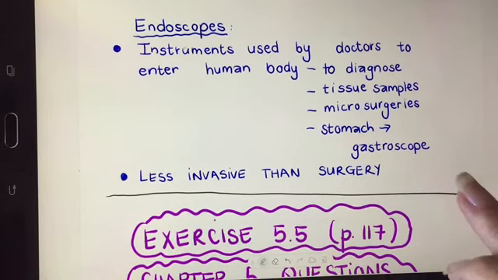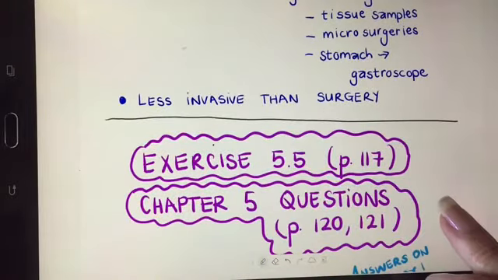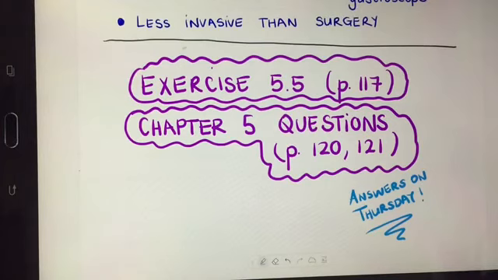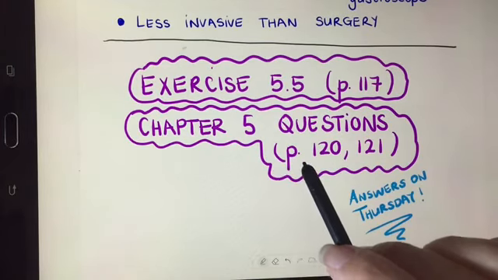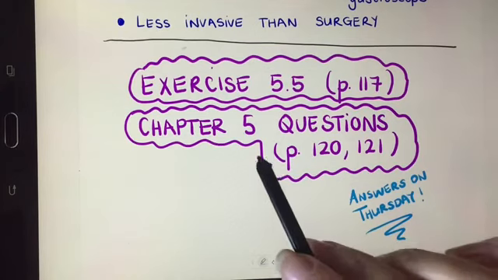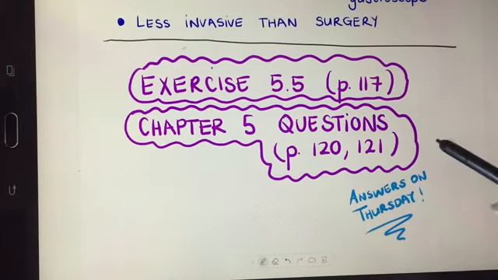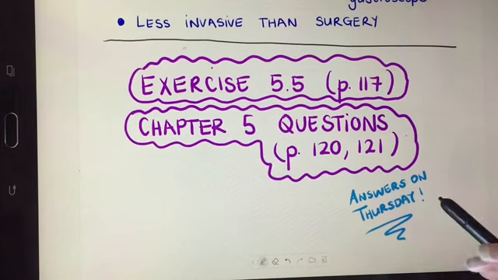All right, guys, and that's the end of the chapter. So what you can do for me is exercise 5.5 on page 117, as well as the questions at the end of the chapter. So that's chapter 5 questions, pages 120 and 121. Now this exercise is quite long. There's quite a lot of questions to answer there. So to give you a bit more time to sit and work on those, I will post the answers for you on Thursday. Thanks, ladies.